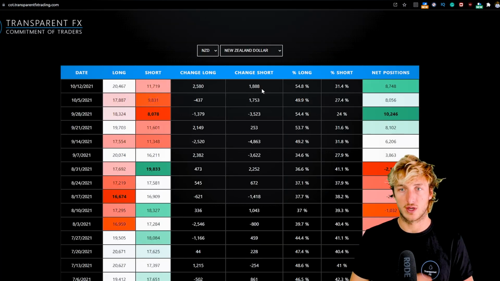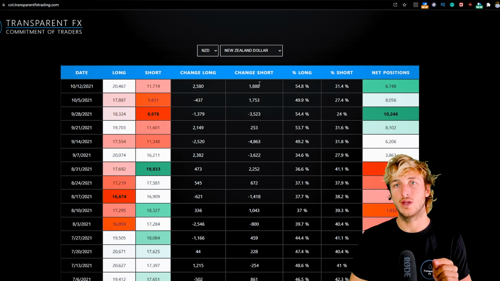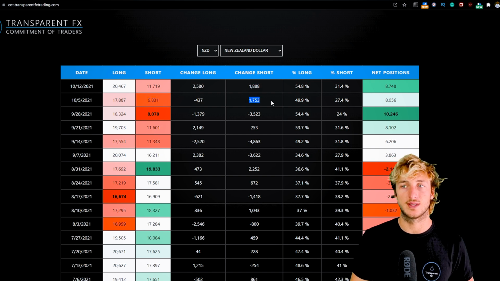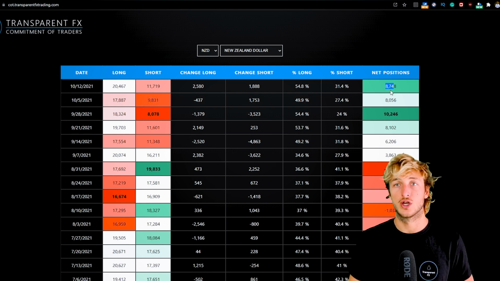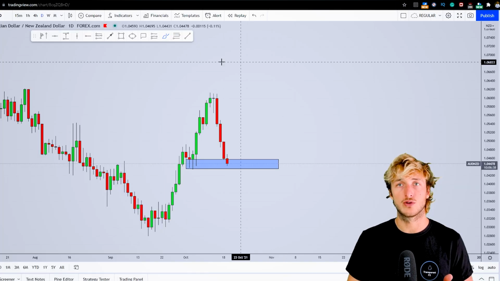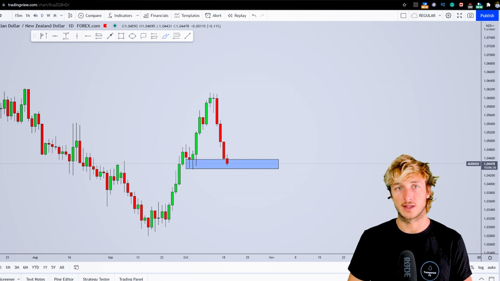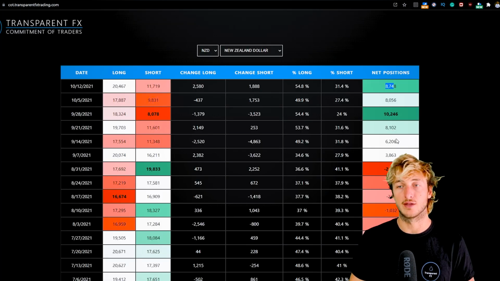But if we look at what happened, we can see how we did get shorts added with the last two reports and net positions getting decreased, which shows that we have quite good correlation between what we expect and what we're seeing here from a COT perspective.